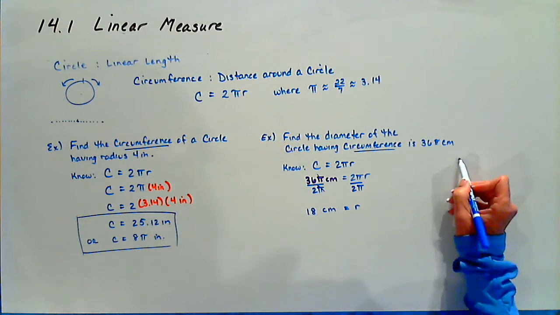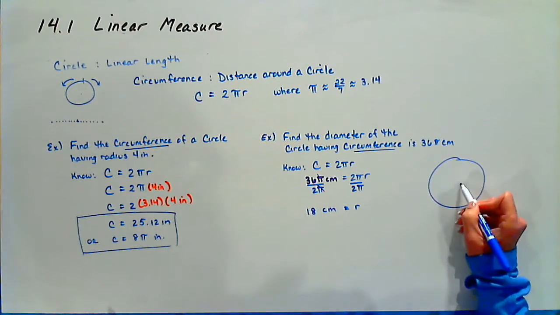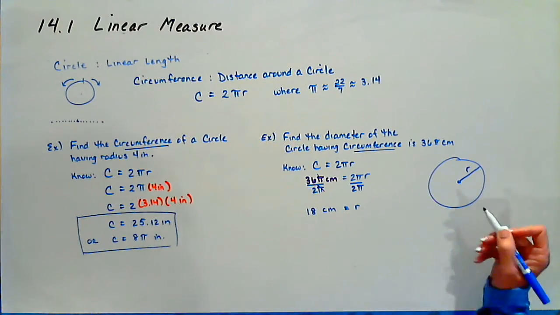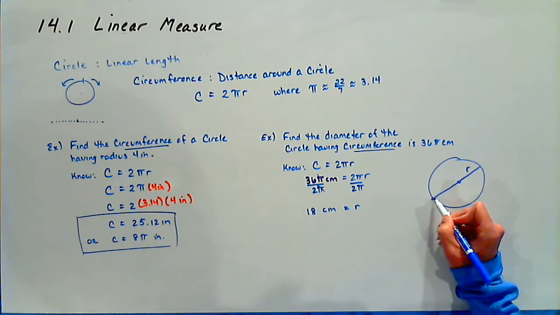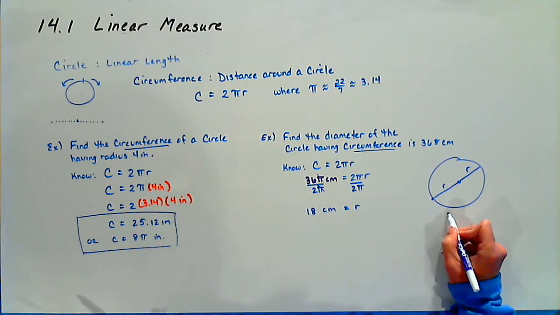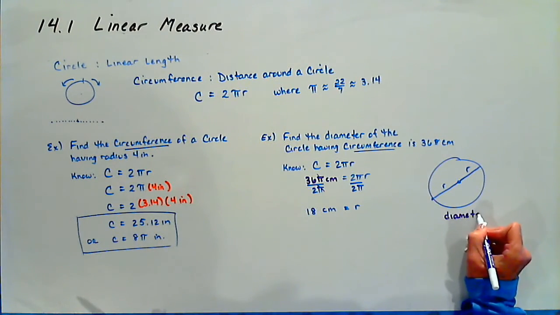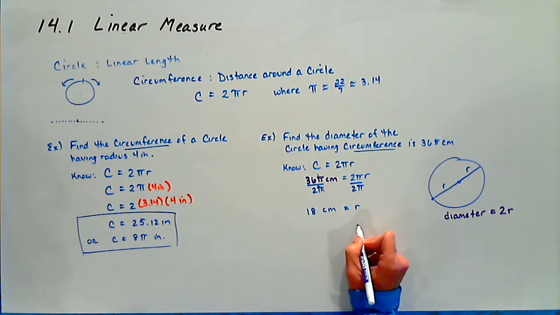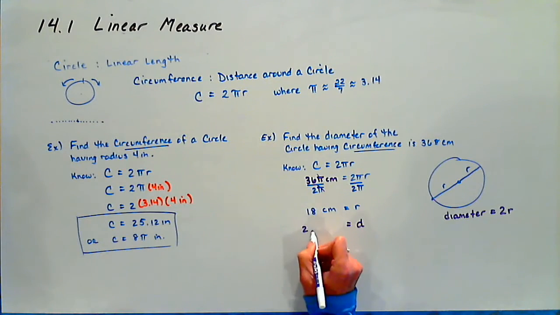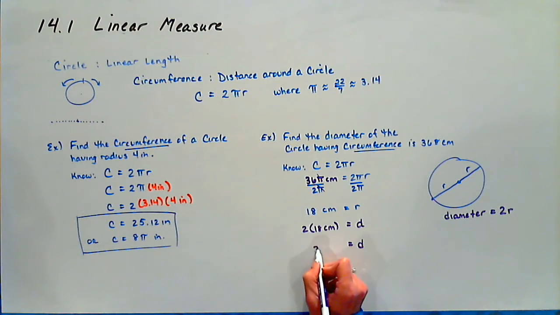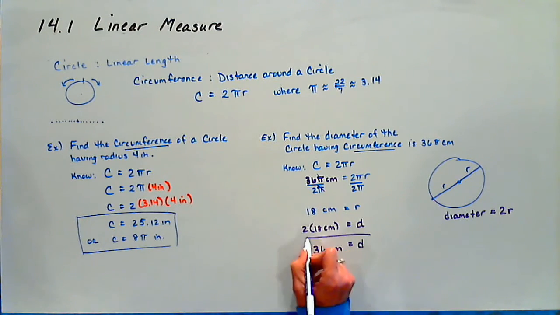But to refresh your memory, if you have a circle and the radius is the shortest distance from the center to a point on the circle, that means the shortest distance from a center to a point exactly opposite that is another radius, and that's what we call a diameter. So the diameter equals 2 radii. Therefore, in our problem, since we know the radius is 18, the diameter would equal 2 times 18 centimeters. Our final answer for our diameter is 36 centimeters.